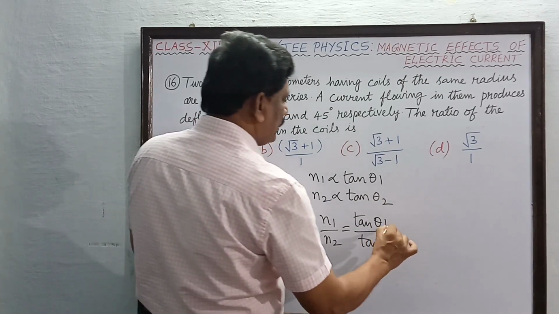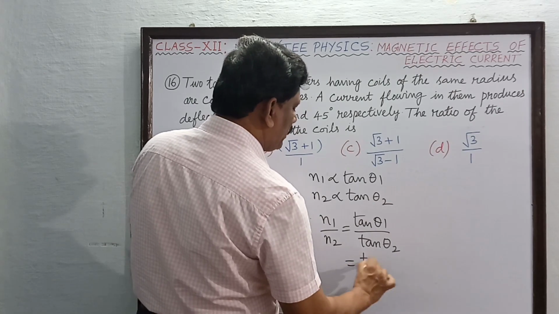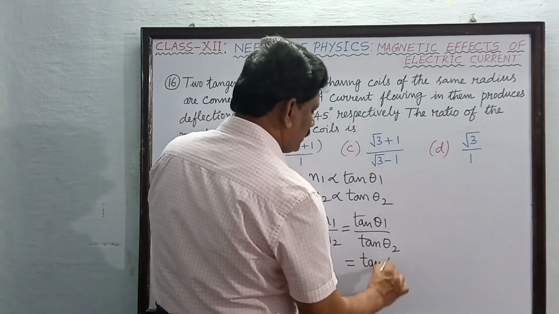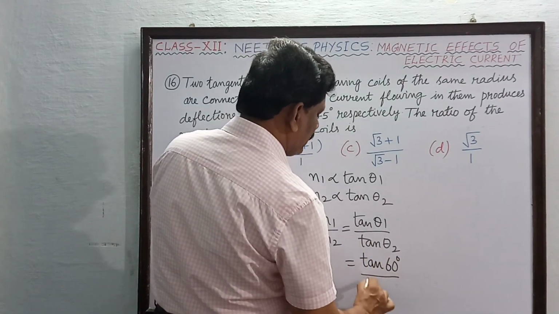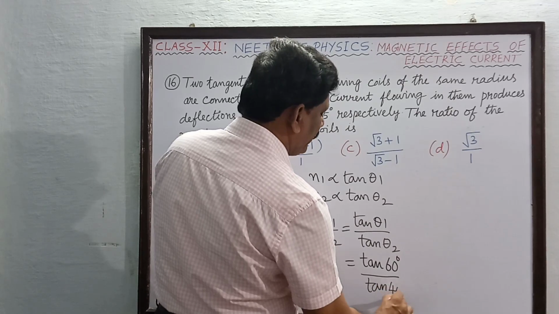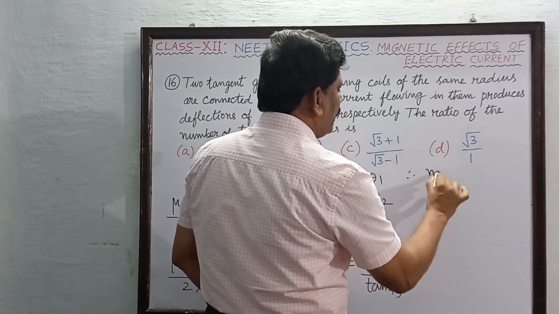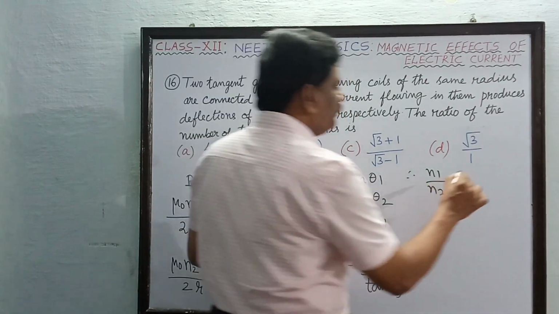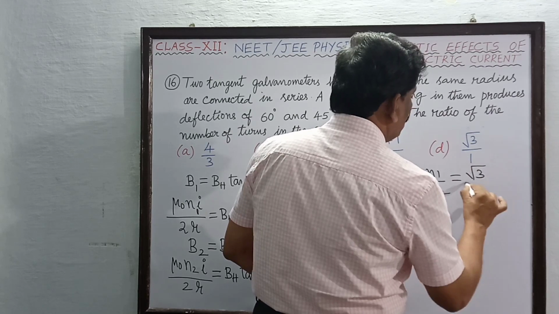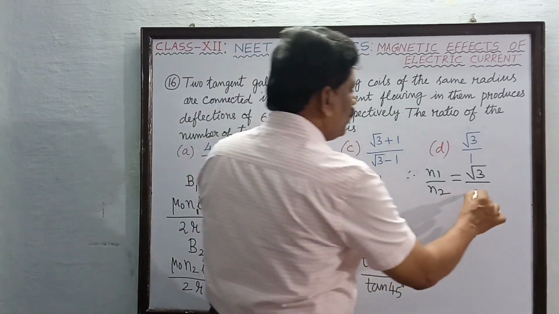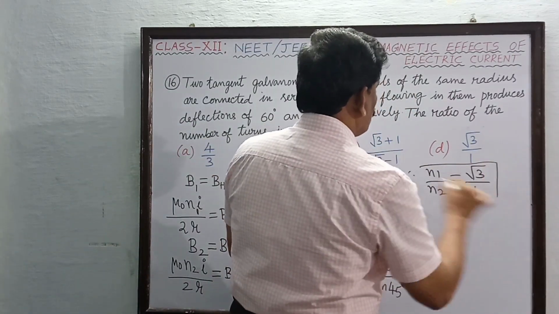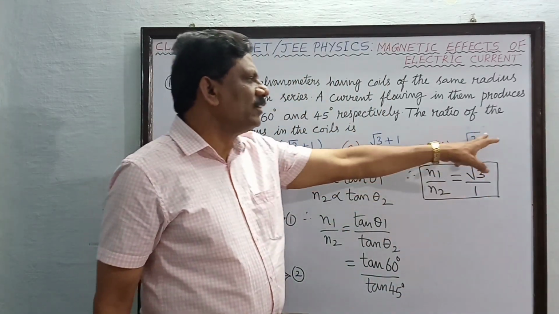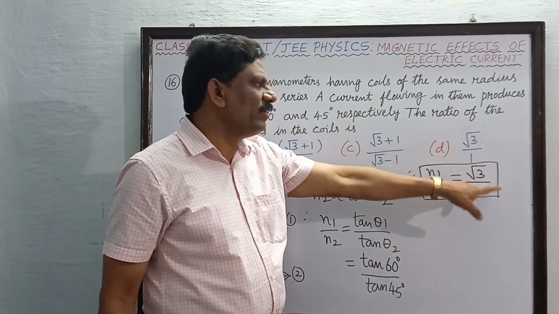So tan theta 1 is 60 degree and theta 2 is 45 degree. So this is tan 60 divided by tan 45. Therefore N1 by N2 is equal to tan 60 is root 3, divided by tan 45 is 1. So this is the answer. You can see here N1 by N2 is equal to root 3 by 1. So here itself we have got the answer.